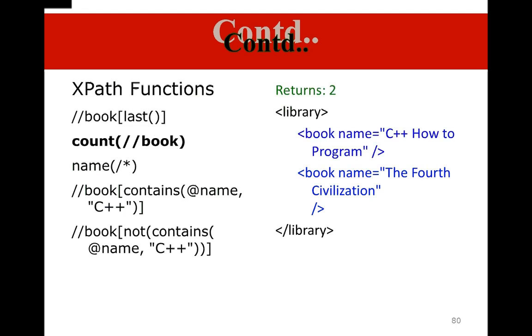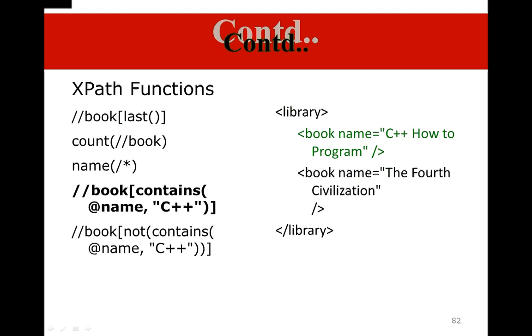count(//book). So the total number of books will be counted and it returns 2. In this case it returns 2 because there are 2 books here. And then name(/*). The name function returns the name of that particular element. Here we specify slash, which resembles the root. In the XML document we have a root element called library. The name of this tag is library, that's why it is written library.